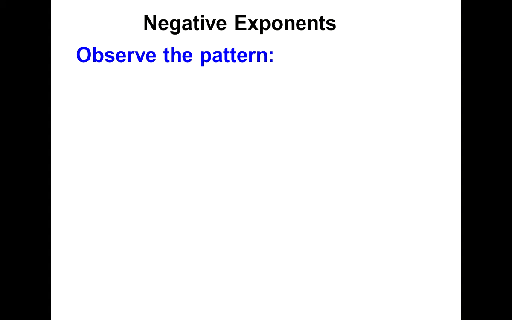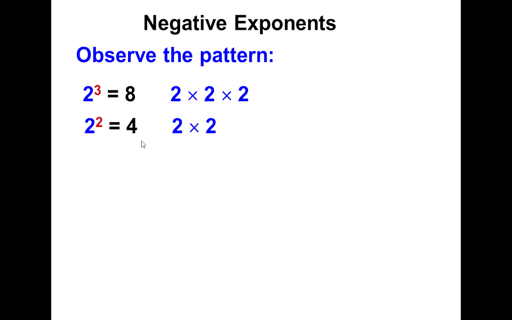In order to explain negative exponents, there's a pattern that we can observe. 2 cubed is equal to 8, and here's our proof. 2 squared is 4. 2 to the first power is 2. And we have just proven that 2 to the 0 power is equal to 1.